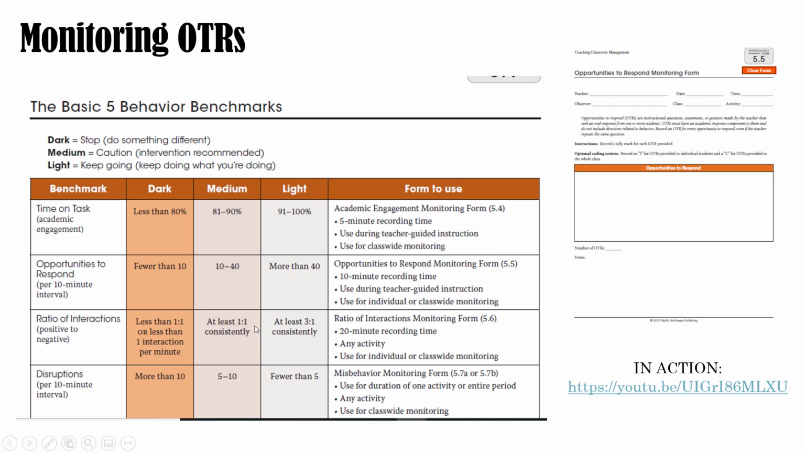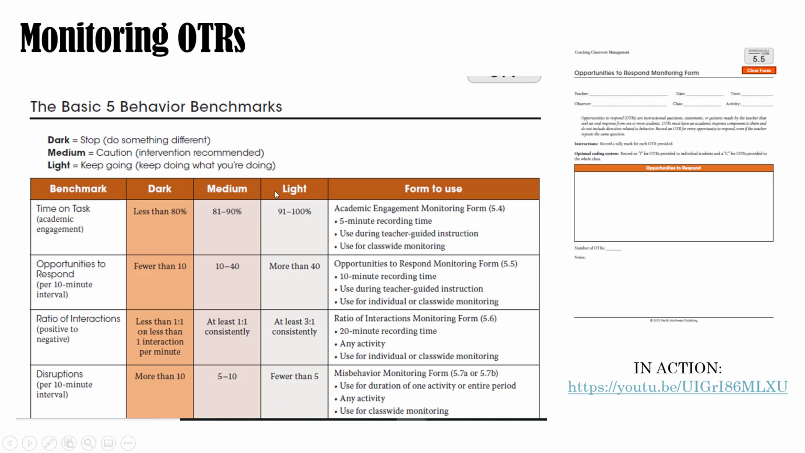So you can look at time on task. You can look at opportunities to respond, the ratio of interactions, and then disruptions. If you're on the dark side when you measure these, then you've got to stop and do something different. If you're on the medium side, then you might want to watch it and possibly do an intervention. And if you're on the light side, then you're doing awesome.